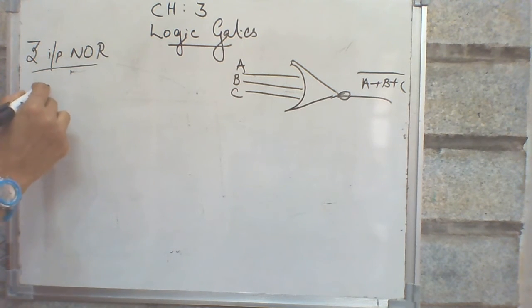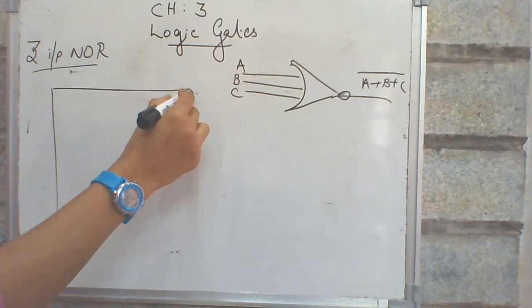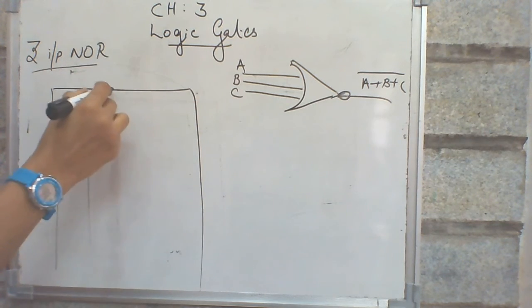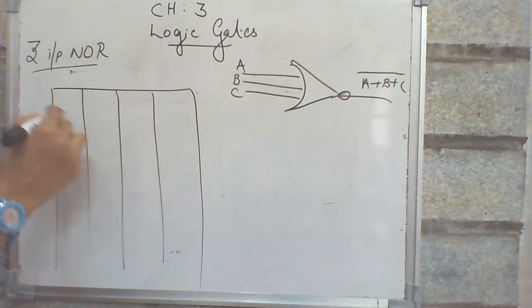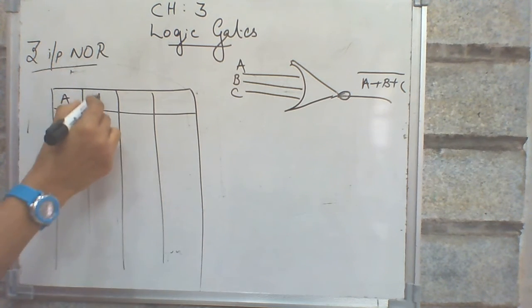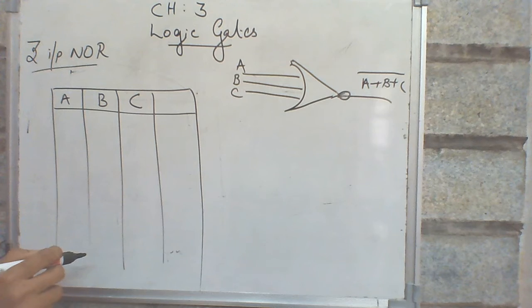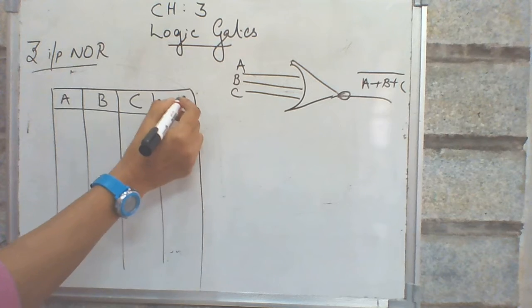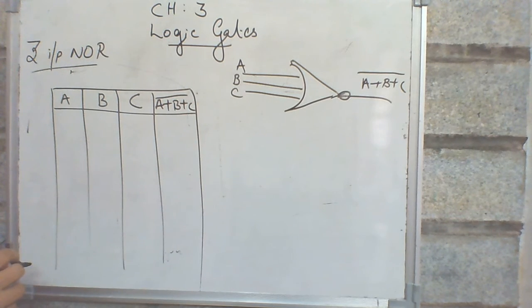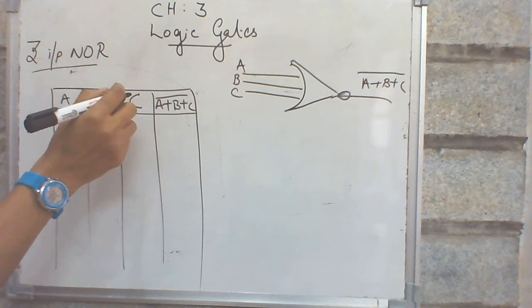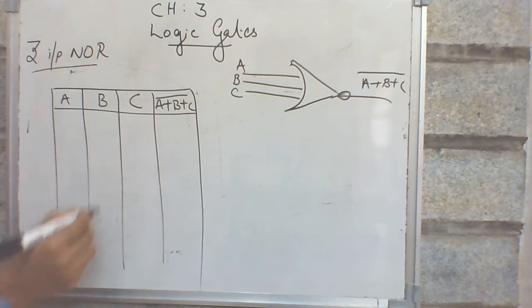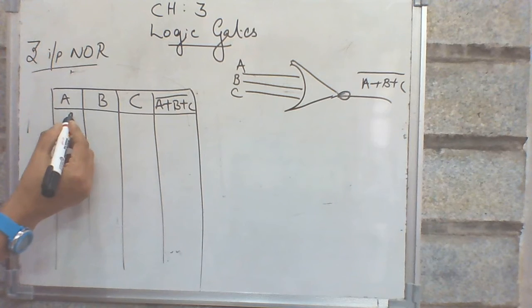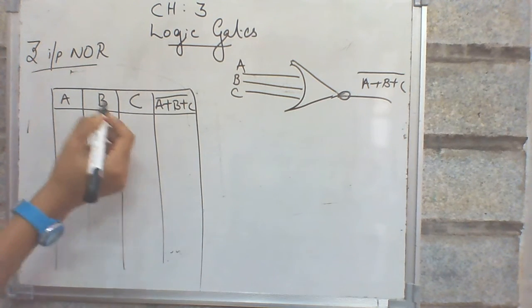Then how can we represent it using a truth table? How many inputs? 3 inputs. What are the inputs here? A, B, C are the input. What will be the output? A plus B plus C the whole bar. This is the output of 3-input NOR gate. Then how can you draw the truth table? Here which is the rightmost input? C is the rightmost input.